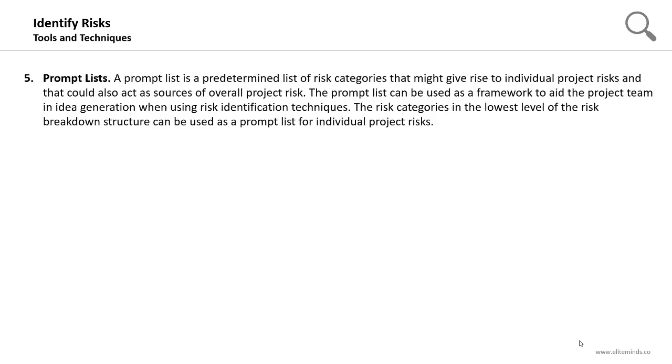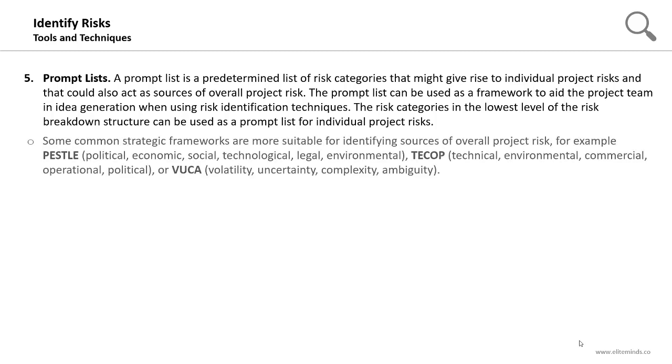efficiency of those sessions. Prompt lists are tools used in the risk identification process, and a prompt list can be defined as a predetermined list of risk categories that might give rise to individual project risks and that could also act as sources of overall project risk. So it's a predetermined list of risk categories. The prompt list can be used as a framework to aid the project team in idea generation when using risk identification techniques. The risk categories in the lowest level of the risk breakdown structure can be used as a prompt list for individual project risks. So you can consider the lowest level of the RBS as a prompt list and revisit all the categories in the risk breakdown structure to identify individual project risks.